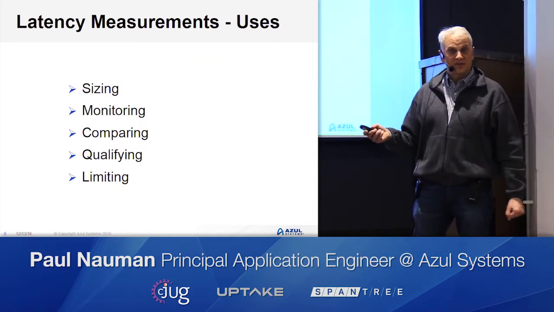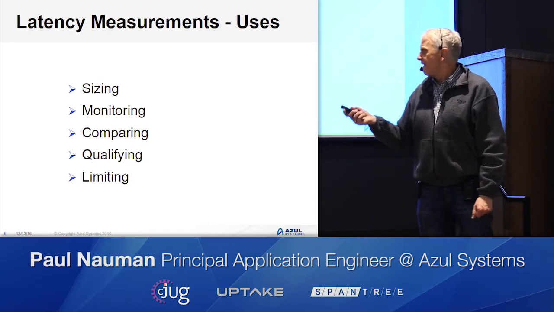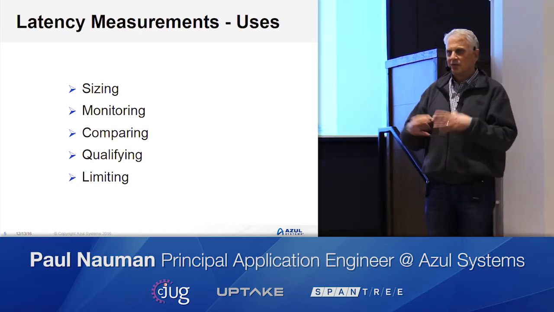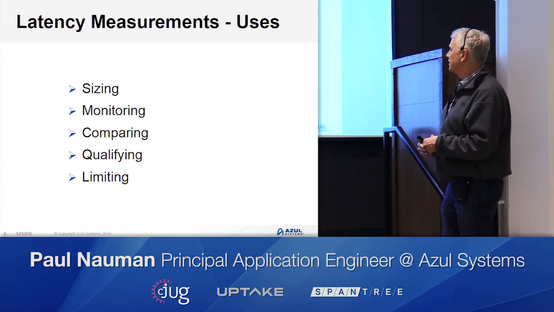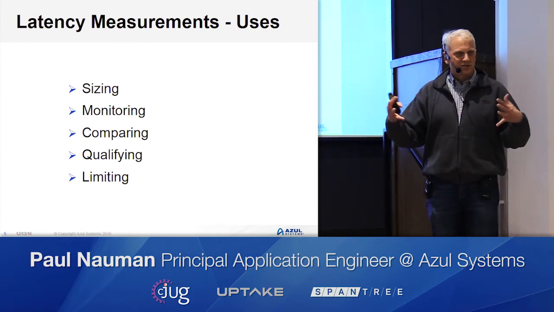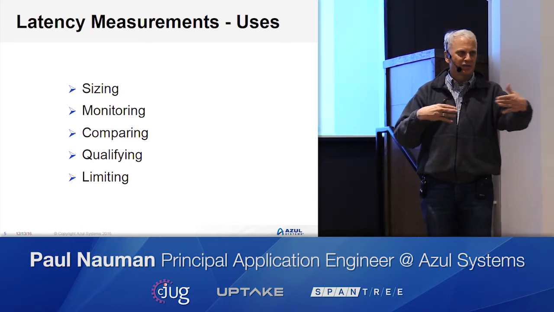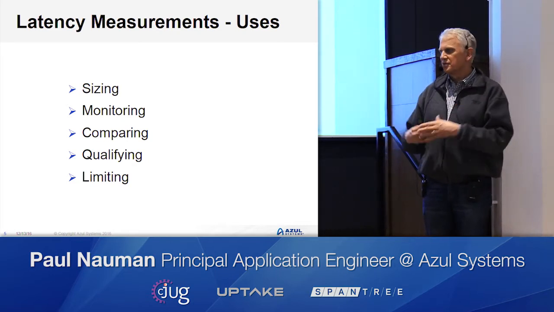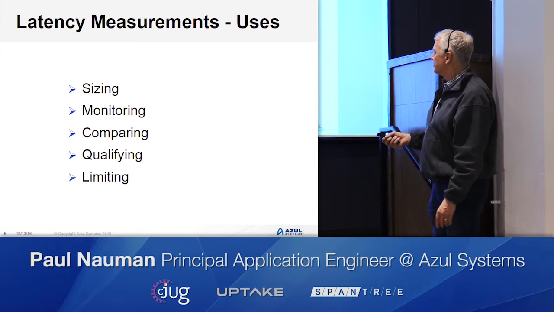Here are some of the other things that we use latency for. For sizing systems: how many servers do we need? How many cores do we need? How much memory do we need? And we do this by measuring latency on our systems, finding out when it's acceptable, when it's not, and then engineering that backwards into our requirements.